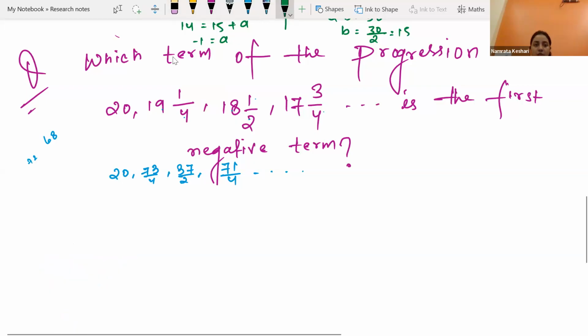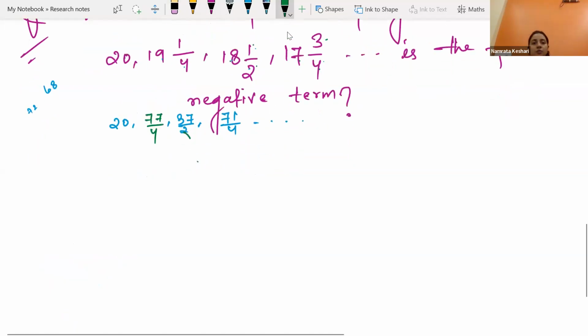I'm checking it, but you don't have to check it; directly, you need to solve it. But still I'm checking it because I randomly have this question, so I need to check whether it is in AP. So 77 by 4 we'll have, then 18 and 1 by 2 is 37 by 2, then 71 by 4. Now it is perfect.